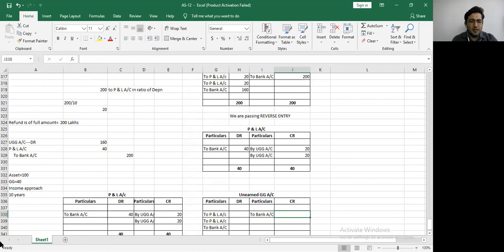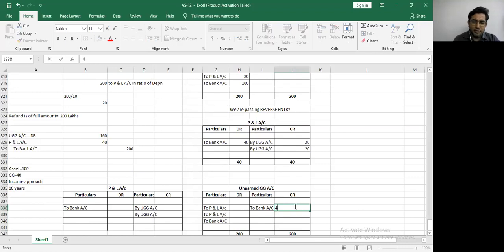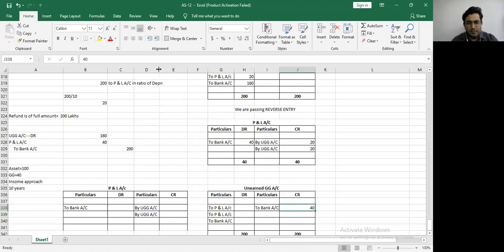Spruha, on the chat box, tell me, where will you record 40 rupees ka government grant received? Unearned government grant account, debit side or credit side? Credit side. Okay, I'm writing over here 40 rupees. We received 40. Okay. Now this unearned government grant account you will transfer to the profit and loss account. Yes or no?